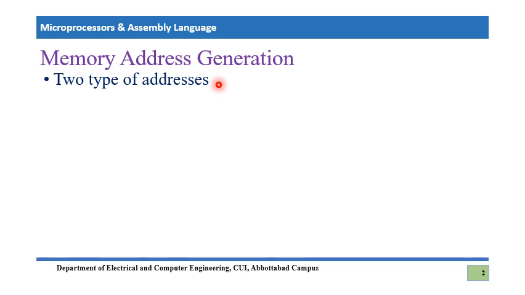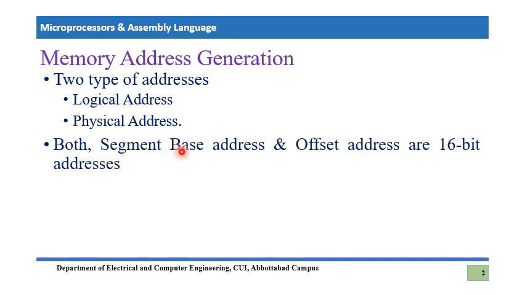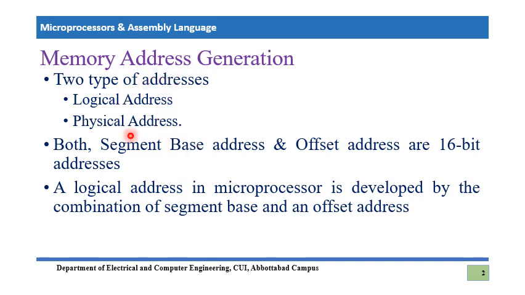The first and very important point in this lecture is that there are two types of addresses. One is known as logical address and the other is known as physical address. So why do we need two different kinds of addressing? We know that the segment base address, which is stored in a segment register, and the offset address, which is stored in index registers, pointer registers, or the instruction pointer itself for the code segment, are basically 16-bit addresses. Both of these addresses are only 16-bit. That is the reason we have two different addresses.